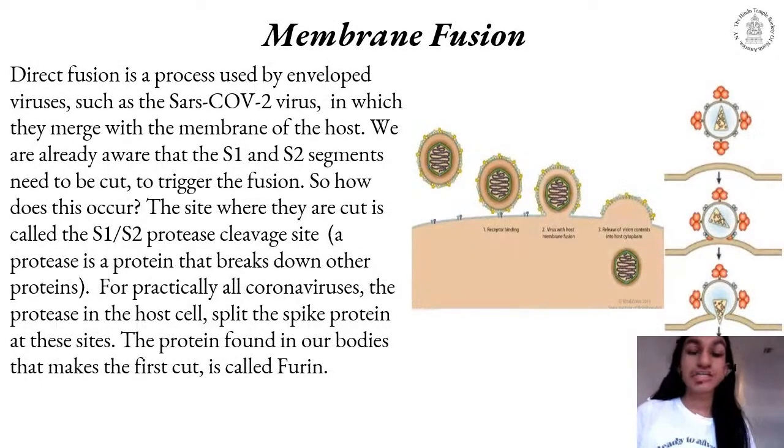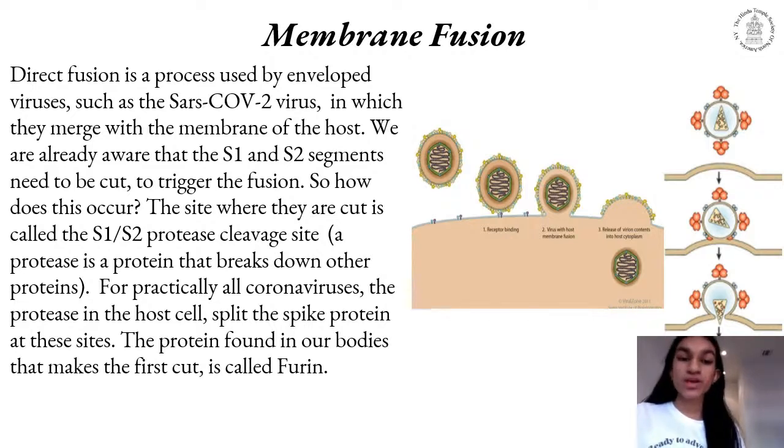Direct fusion is the process used by enveloped viruses like the SARS-CoV-2 virus, in which they merge or fuse with the membrane of the host. We're already aware that the S1 and S2 segments need to be cut to trigger the fusion. So how exactly does this occur?